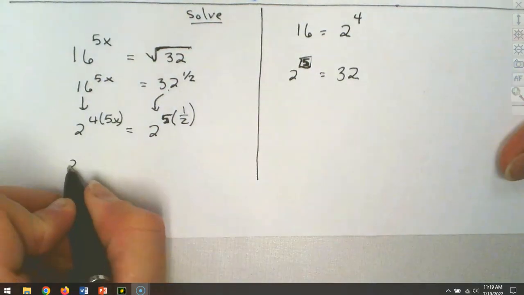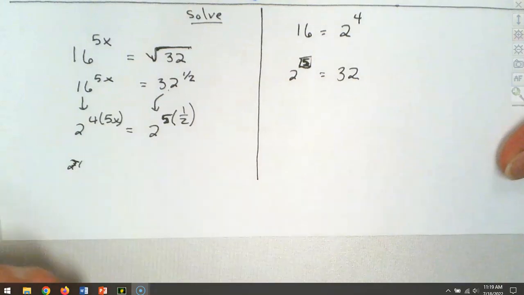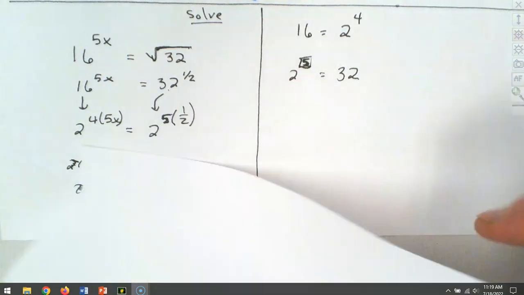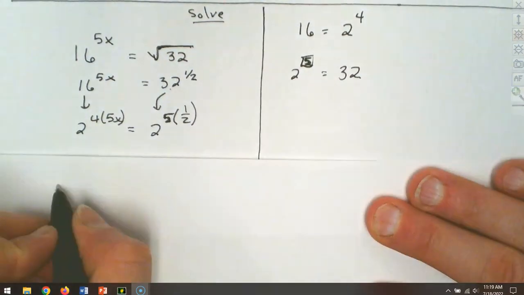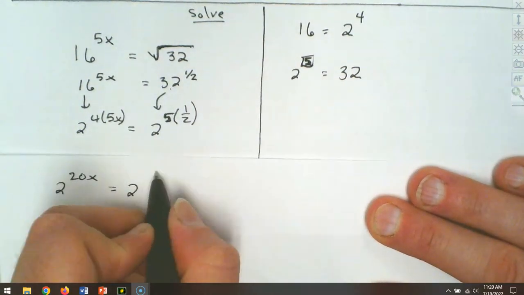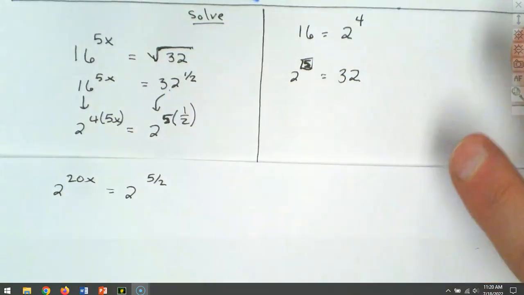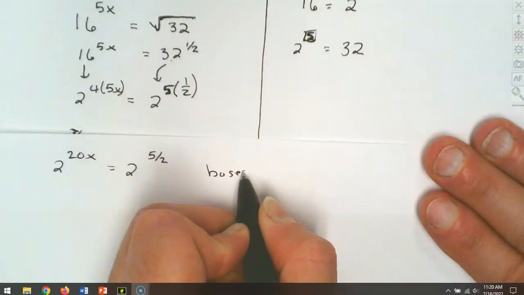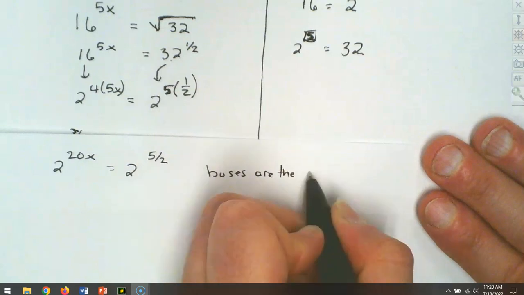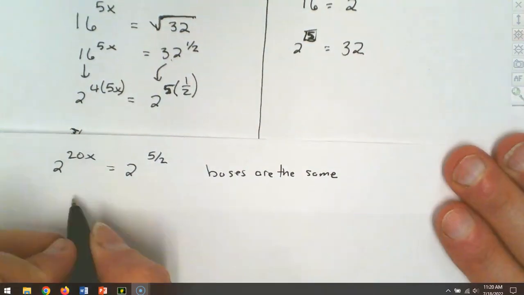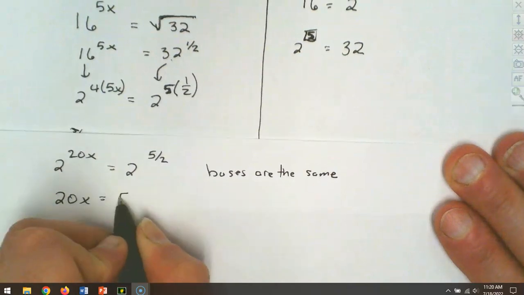Well, let's go ahead and clean this up a bit for you before I move on here. Okay, 5 times 4 is 20. So on the left-hand side, we have 2 to the 20x power, when I clean that up. And that's going to equal 2, distributing that 5, to the 5/2 power. Now the bases are the same. So if the bases are the same, then the exponents have to be the same. So that means 20x equals 5 over 2.